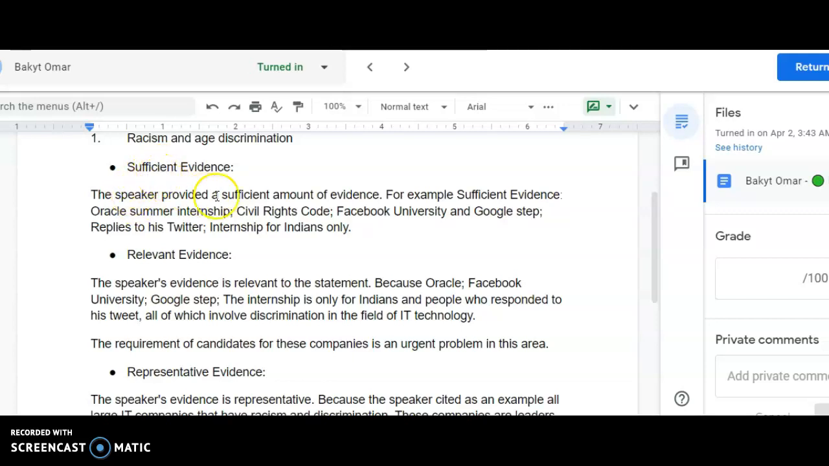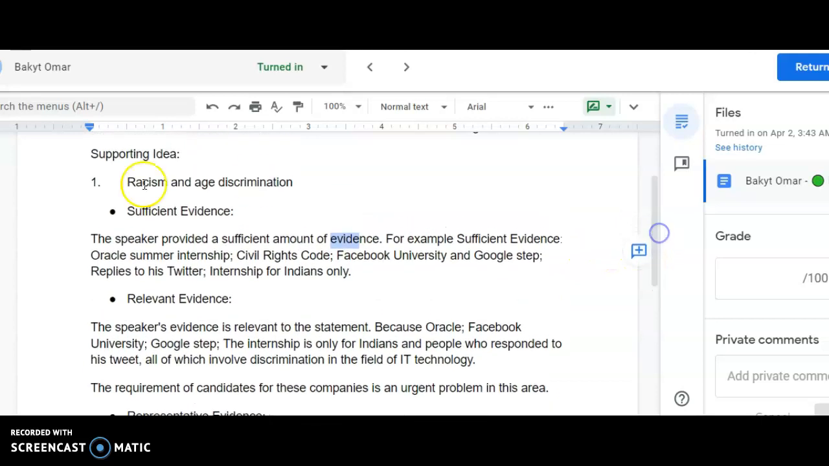So you're saying that the evidence is sufficient. Now, what is the supporting idea though? Racism and age discrimination. So you need to clarify this a little bit more, right? For instance, you can say the speaker claims that there is systemic discrimination in internship programs. The evidence he uses to support this claim includes all of these things. So that would be your identification paragraph.